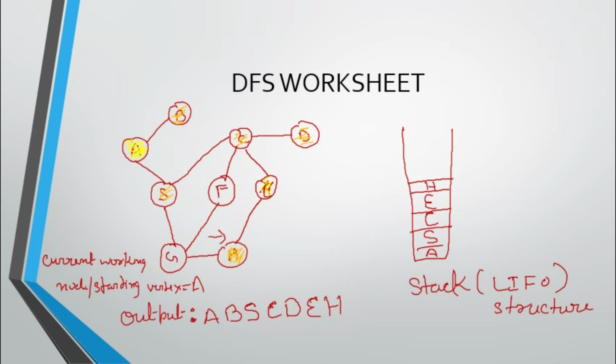Now from H, I have only one option, that is I can go to G. So write G here in the output sequence, push G into the stack, then mark it, because it is visited, and again change the currently working node to G.